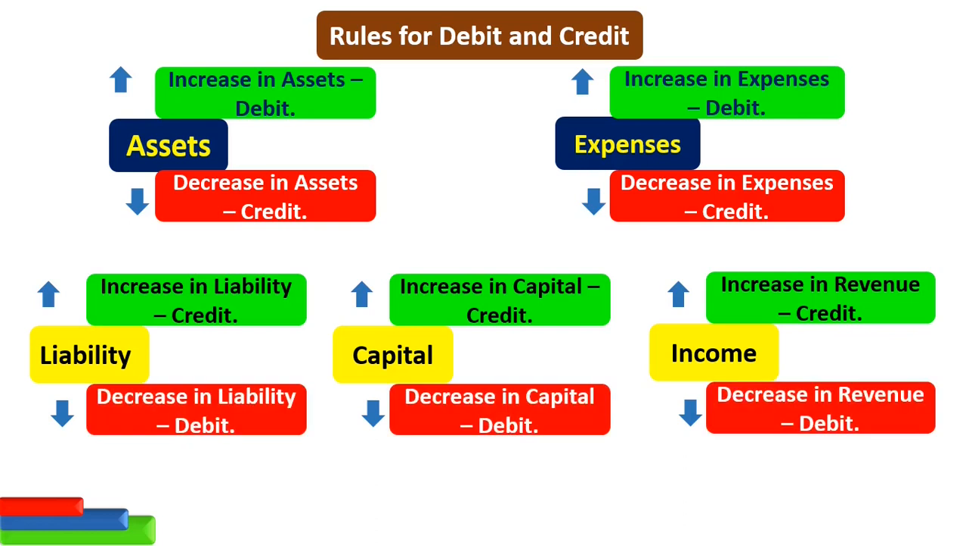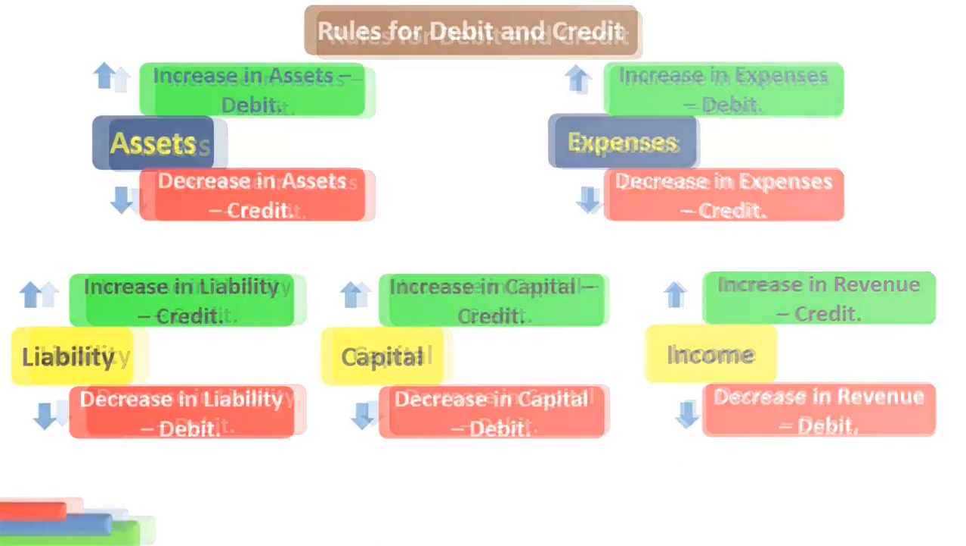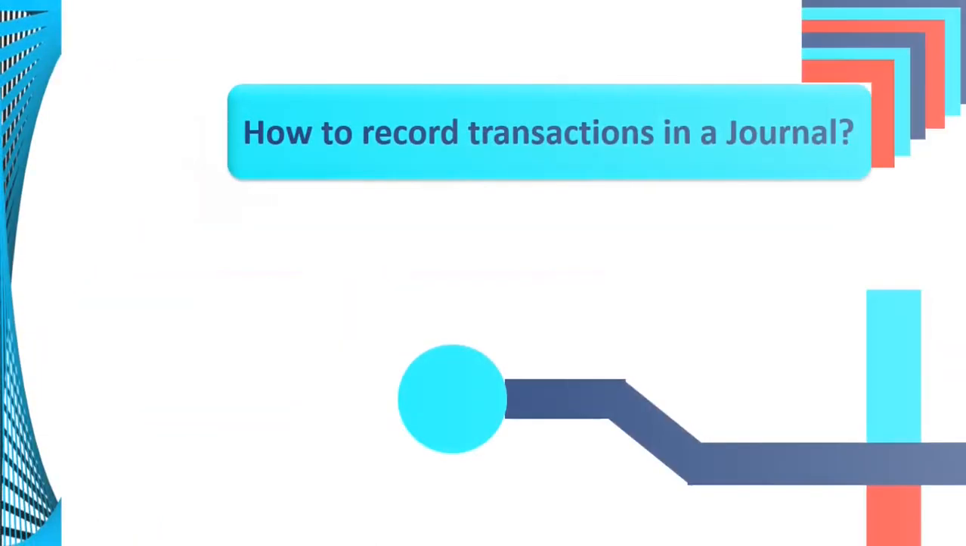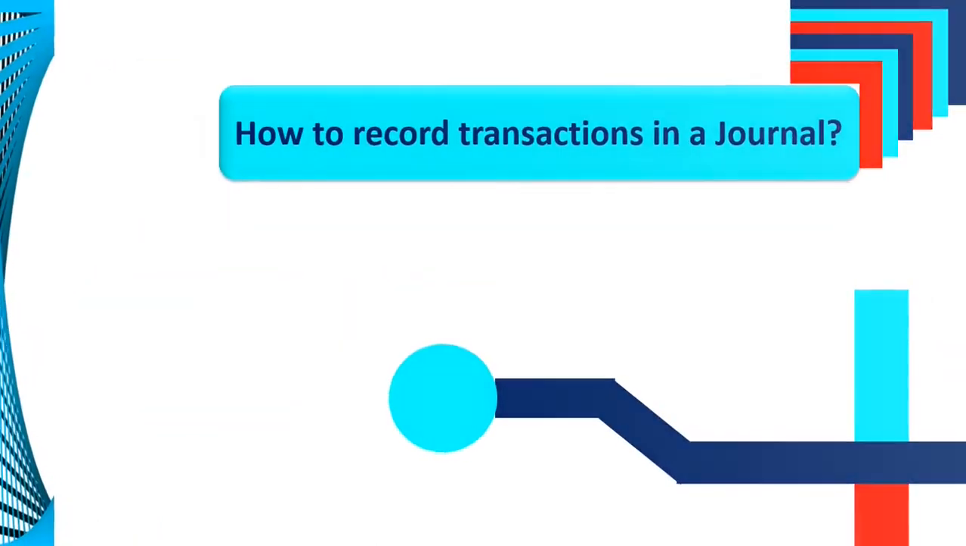To again refer to our example in the previous screen, payment of rent resulted in increase of expenses and therefore rent account will be debited. Payment by cash resulted in decrease of assets and hence cash account will be credited. We are now in a position to make entries in a journal. Let us take an example.